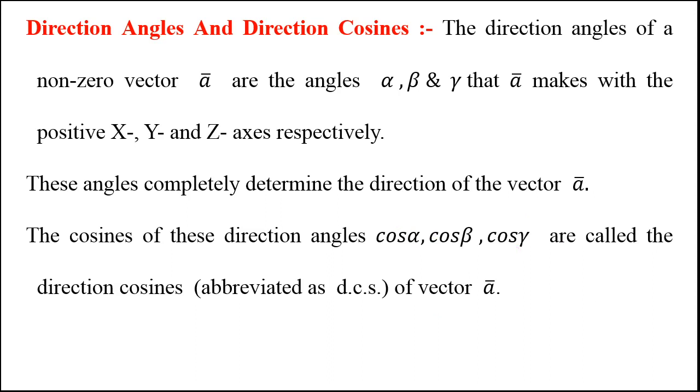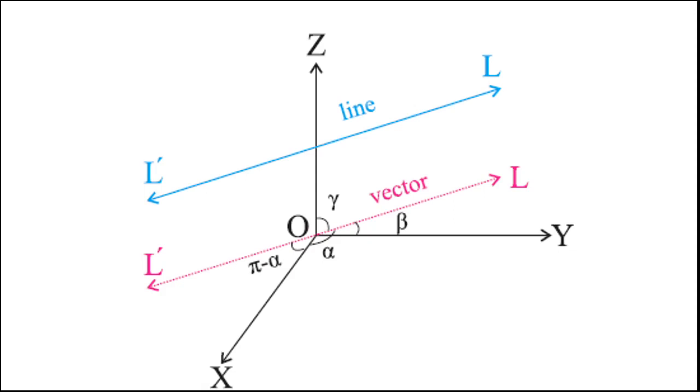Now the next definition is direction ratios. Now here is the figure. We are going to extend this concept from vector to line. A line has no specific direction, so we can consider this direction of the line or this one. So direction angles of a line depend on in which direction we consider that line.